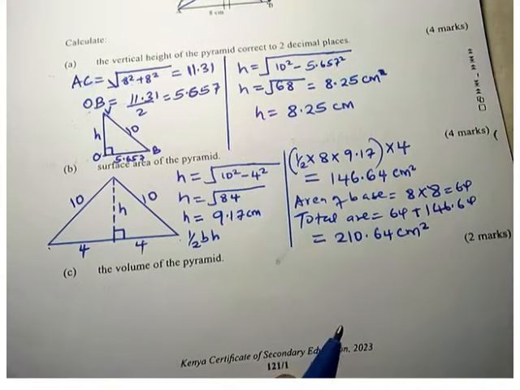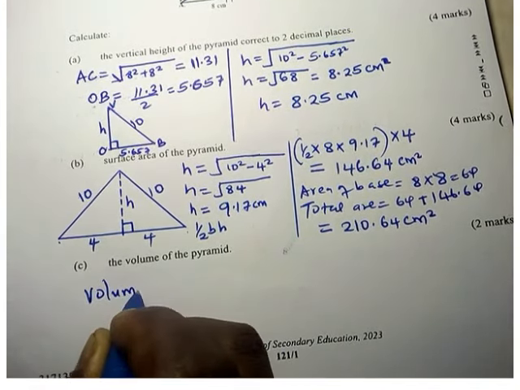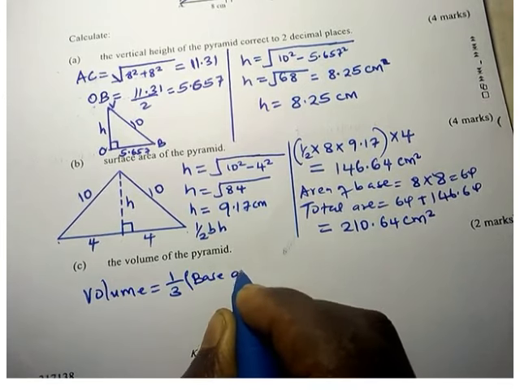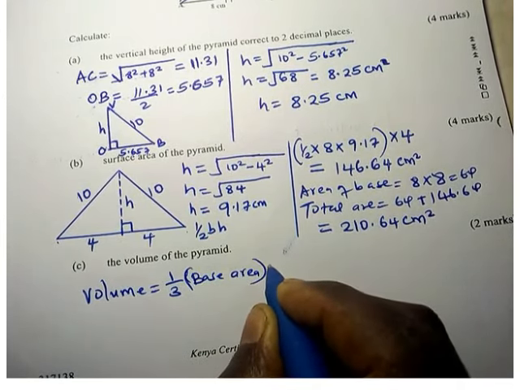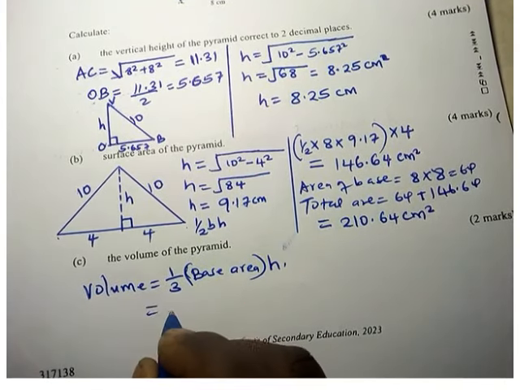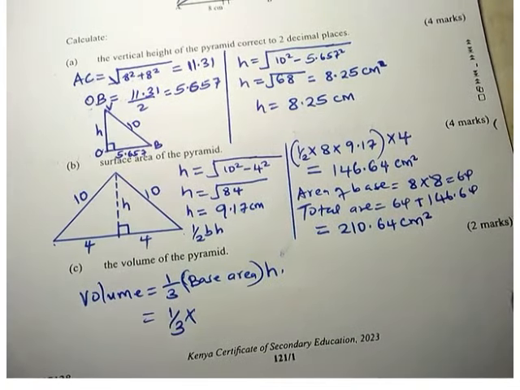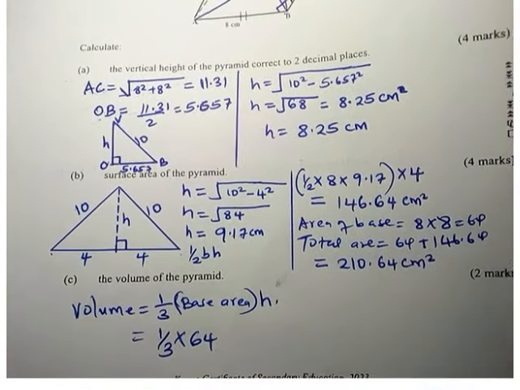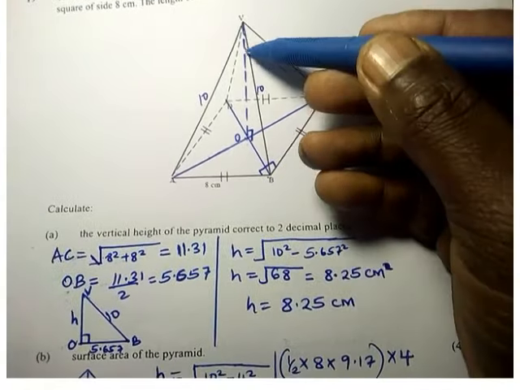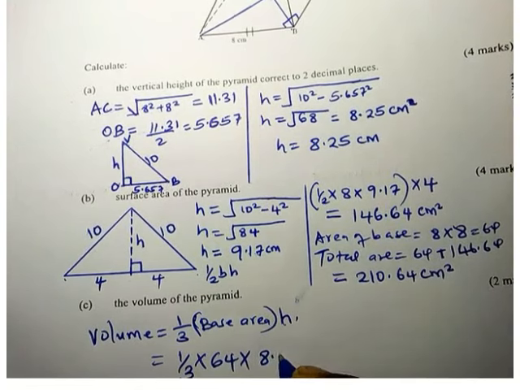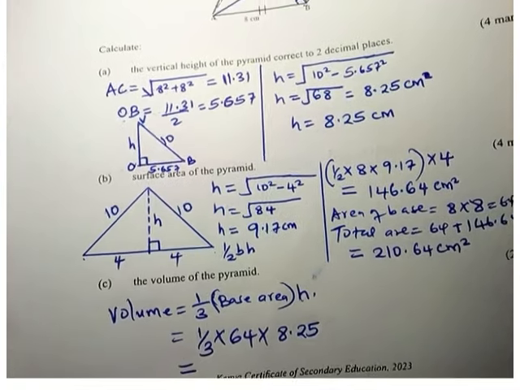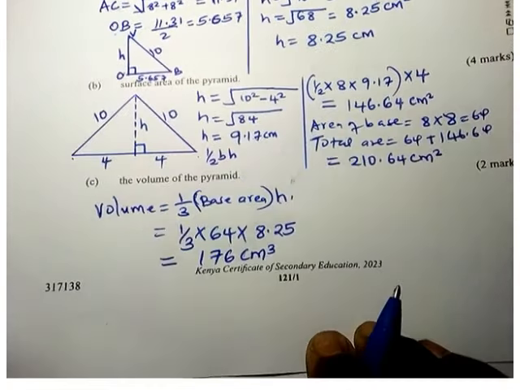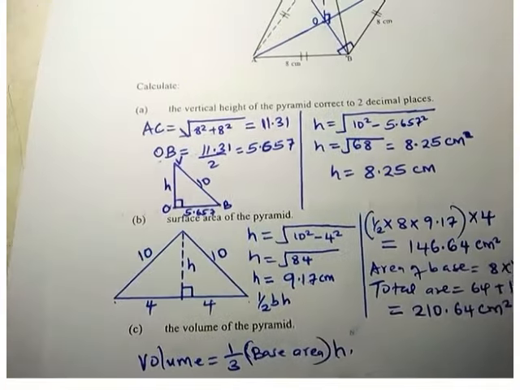The volume of the pyramid. Volume of the pyramid is given by 1 over 3 times the base area times height. So this is the same as 1 over 3 times the base area. Base area is 64, which is 8 times 8, times the vertical height, the one we calculated, and that one is 8.25. That one will give us 176 centimeters cubed. And that is the volume of that pyramid. You get your 10 marks. You love going home.